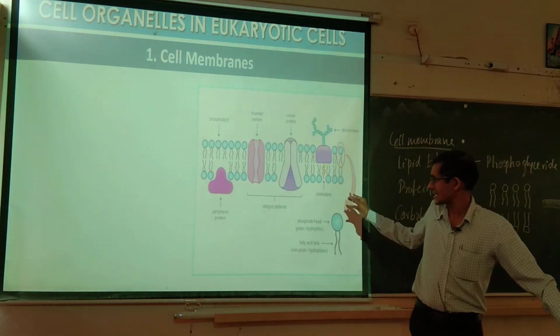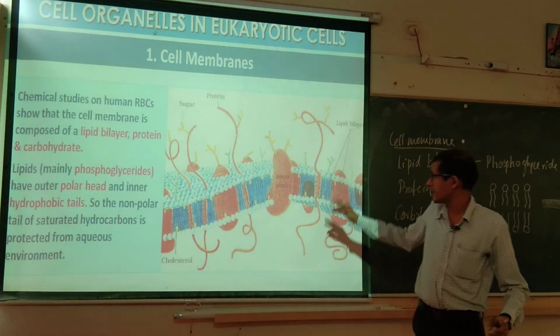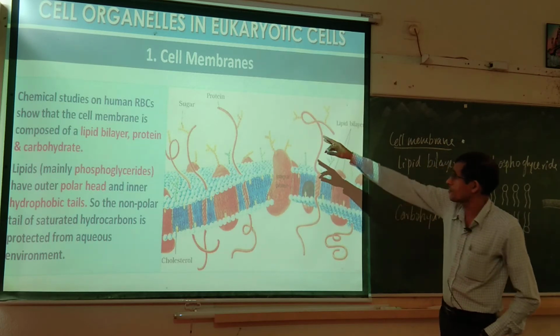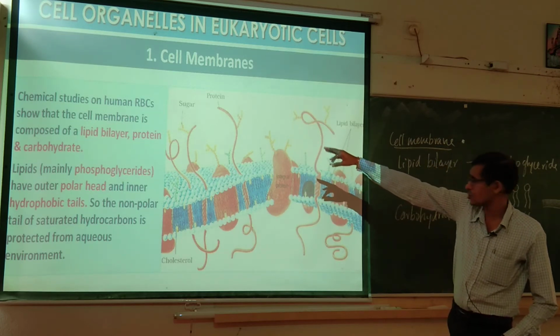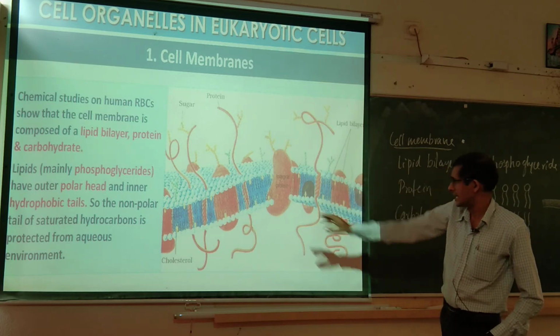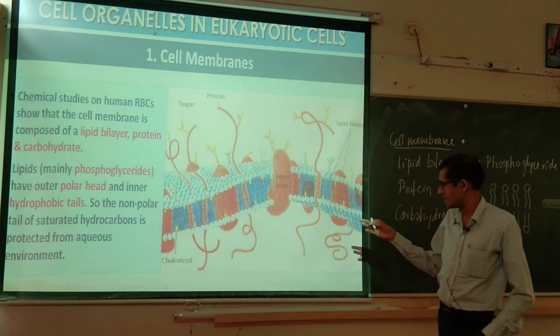Then see once again in the simple format, this is the 3D view. There may be different sugar molecules. I said the lipid bilayer, then protein, then carbohydrate means sugar. So the lipid bilayer has proteins: integral proteins and external proteins. So there are 2 types of proteins and a cholesterol layer.